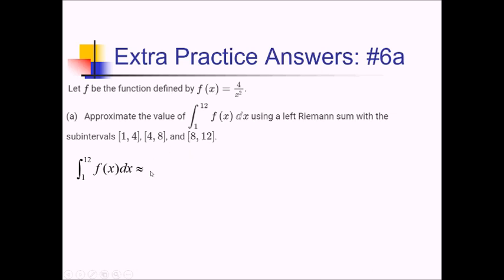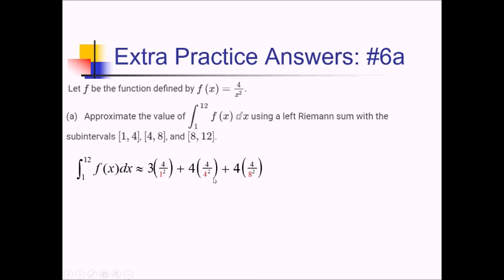So my first rectangle area, I'm going to have a base of 3, because 4 minus 1 is 3, times 4 over 1 squared, because I'm plugging my left endpoint into this function here. For the next one, I have a base of 4 times a height of 4 over 4 squared. And then finally, I have a base of 4 again from 8 to 12 times a height of 4 over 8 squared. I keep wanting to say 1 over. It's 4 over 8 squared. And whatever all this adds up to is going to be our answer.